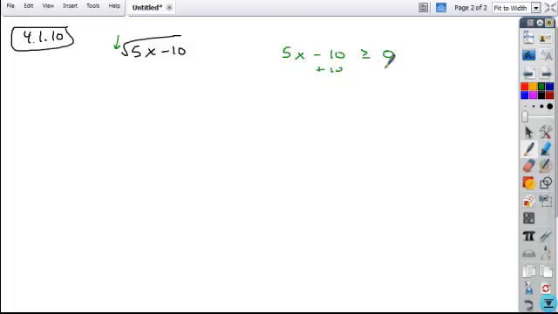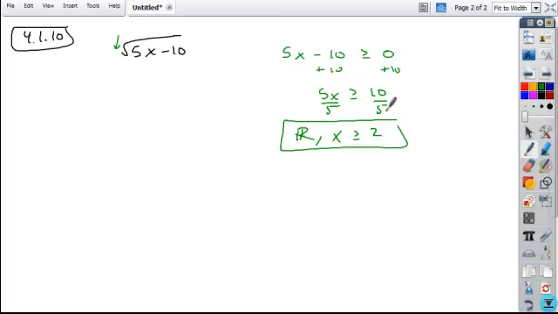So if you solve this inequality, we add 10 to both sides, divide by 5, and we would get our answer, all real numbers, x greater than or equal to 2. And so if you wanted to write it in inequality form, you'd write it in this way.